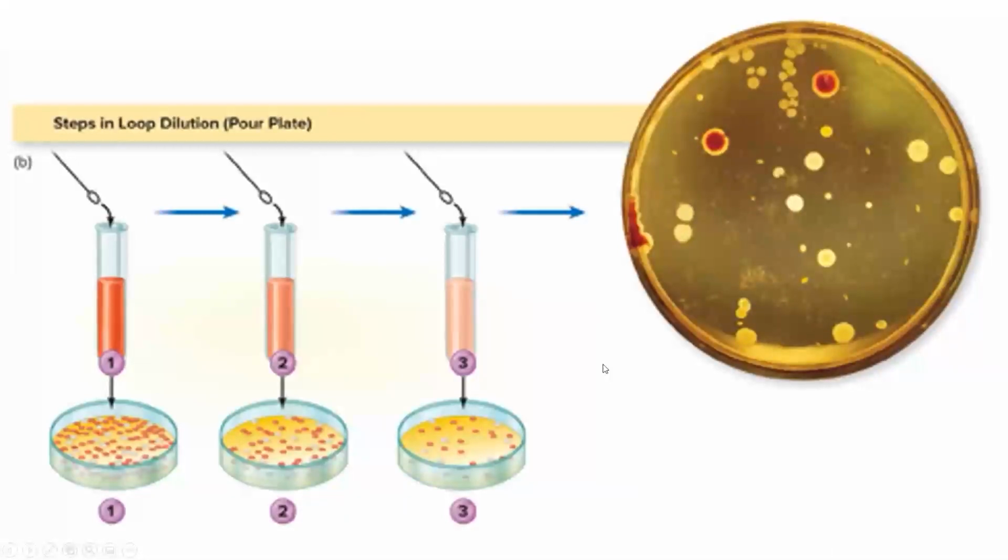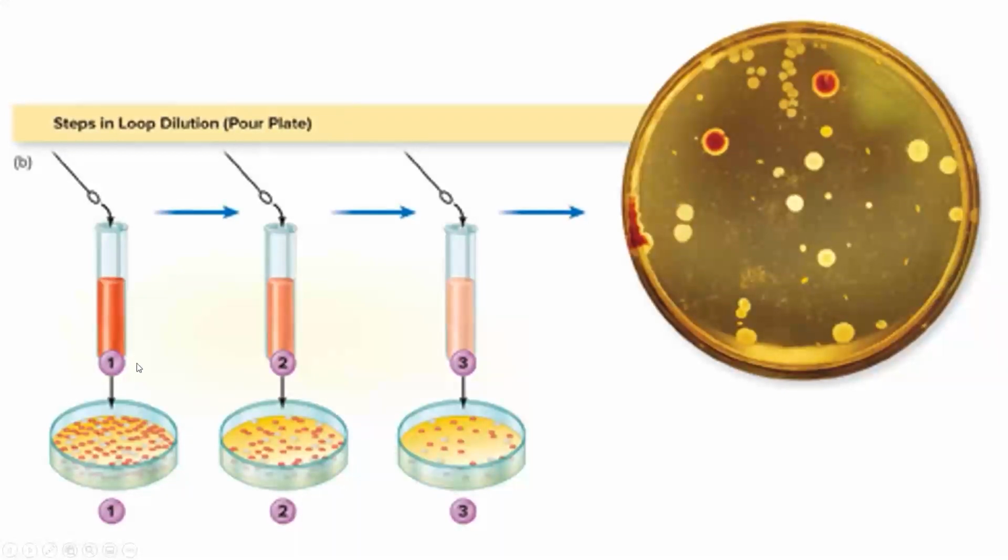You can also use a loop dilution and a pour plate. So maybe you take your patient sample, put it in the broth, and you can pour it in on top of the agar, and it's going to get an even distribution. You're not diluting it at all at this point, but you are going to get a lot of growth.